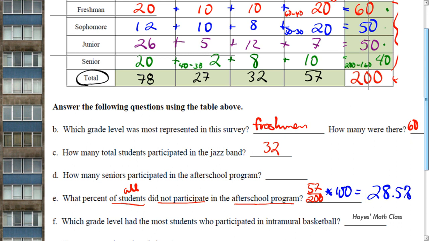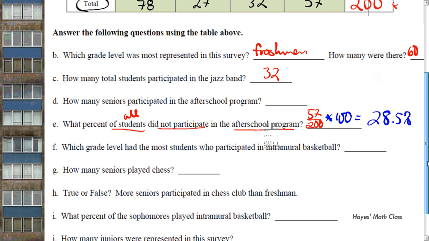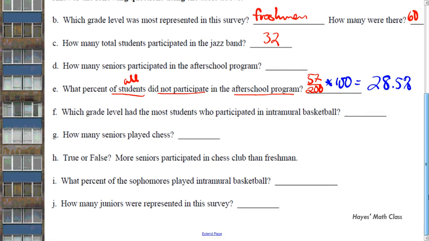Which grade level had the most students who participated in intramural basketball? Again, look to see who had the most. And again, if they're talking about most and not a percentage, then just go by straight numbers. How many, true or false? More seniors participate in chess club.